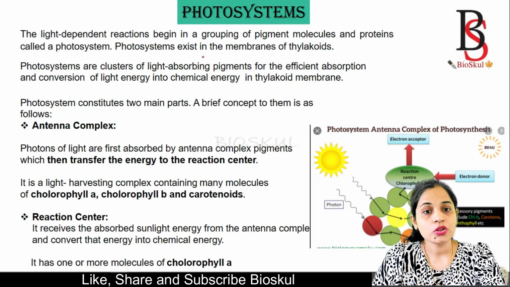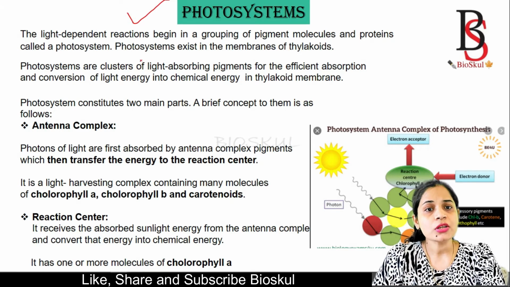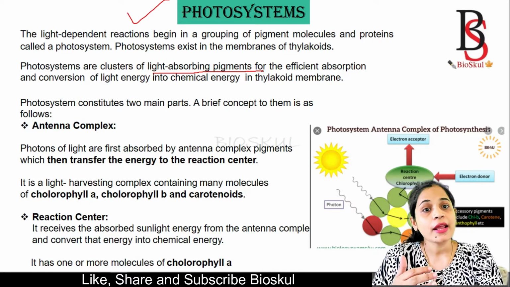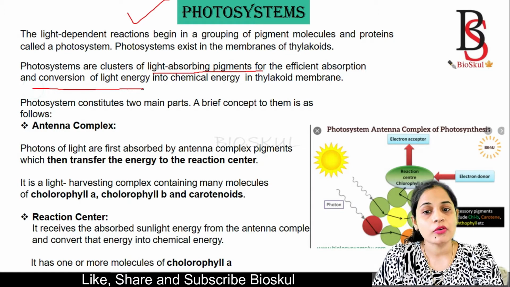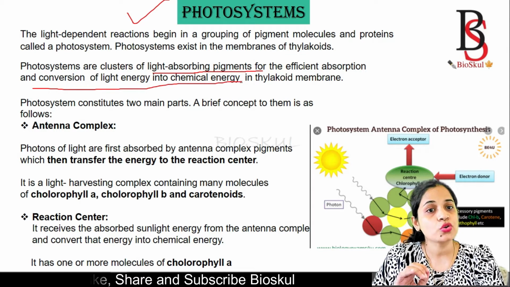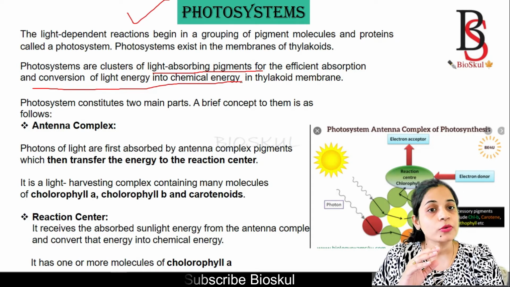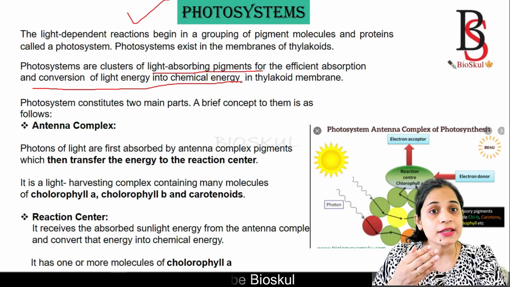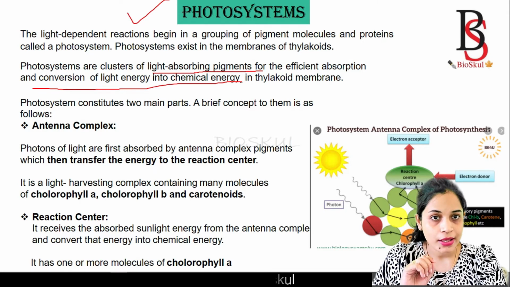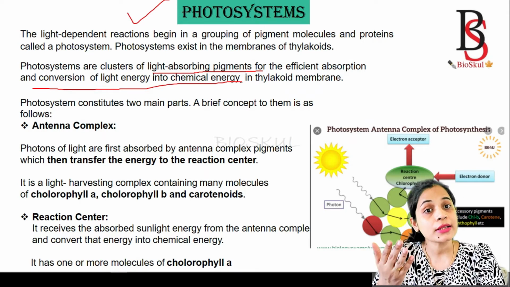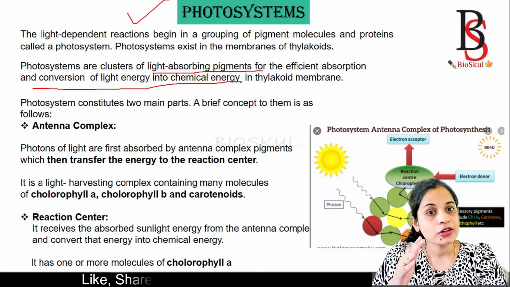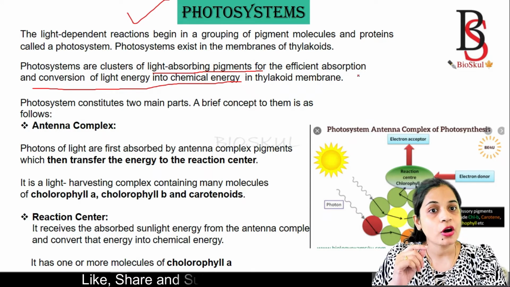Now we come to the photosystems. What is a photosystem? A photosystem is a cluster of light absorbing pigments that are efficient for absorption and conversion of light energy into chemical energy in the thylakoid membrane. Where is it present? It is present in the thylakoid membrane. And where does the light reaction take place? The light reaction takes place in the membrane of the thylakoid.